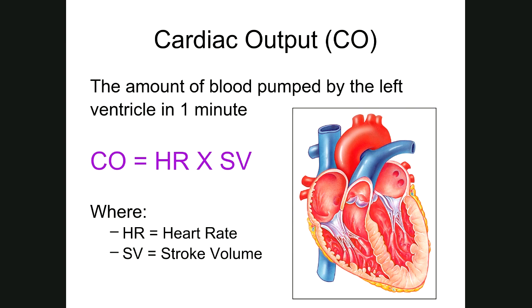Here's a formula for calculating cardiac output. Cardiac output, which you'll often see abbreviated as CO, is equal to the heart rate, which is the number of times that the heart beats in a minute, times what's known as the stroke volume. Stroke volume is the amount of blood that is pushed into the circuit with each contraction of the heart. The amount of blood moving from the left ventricle up into the aorta with each contraction is what is referred to as the stroke volume.